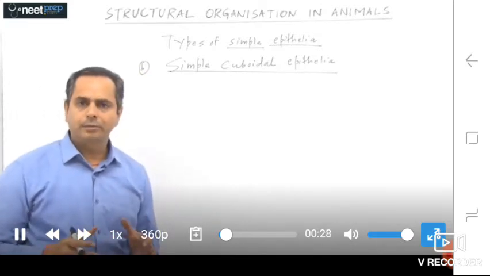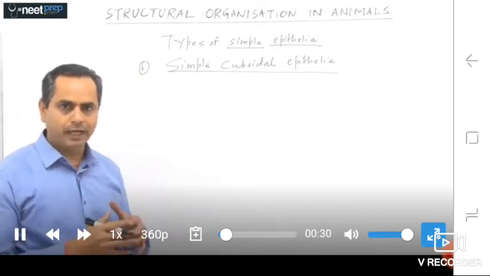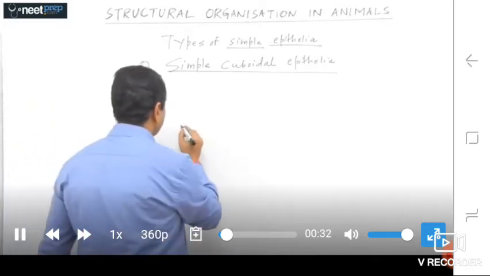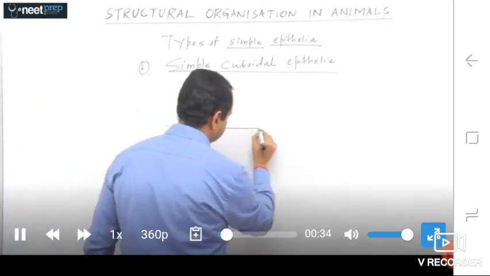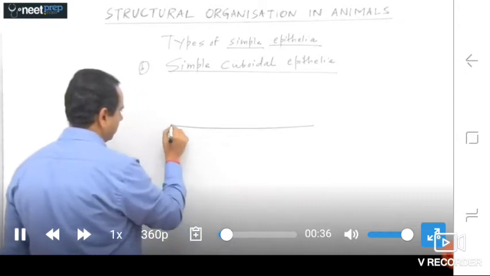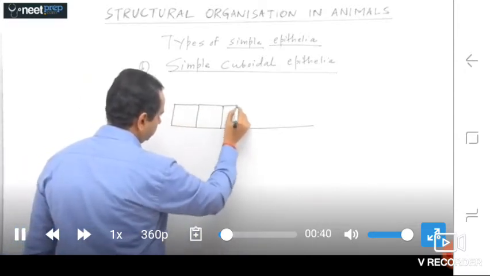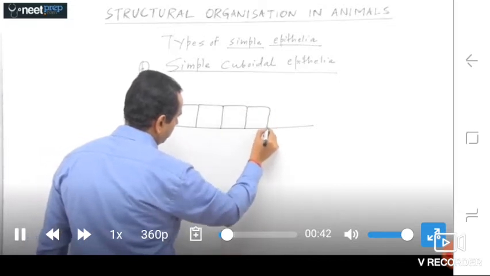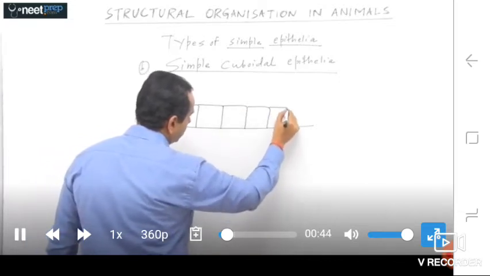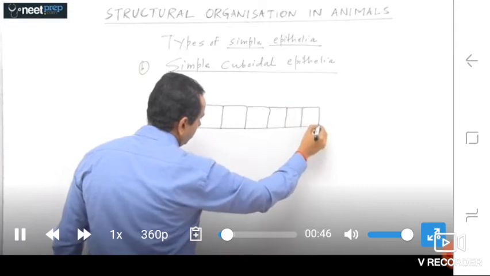What is that simple cuboidal epithelia? It's all about the type of cells that is resting over the basement membrane. It is like this. Cube-like cells. They have basically cuboidal cells above the basement membrane.